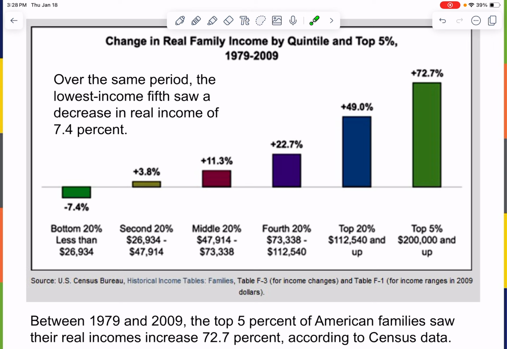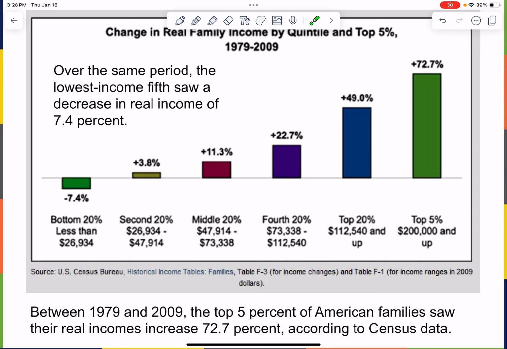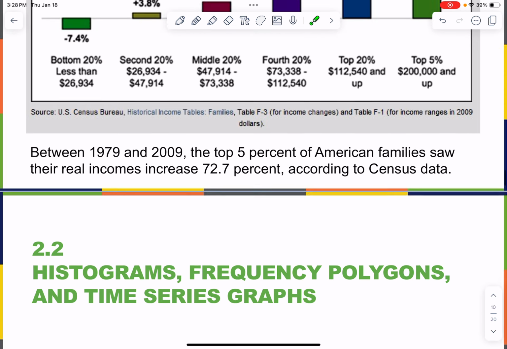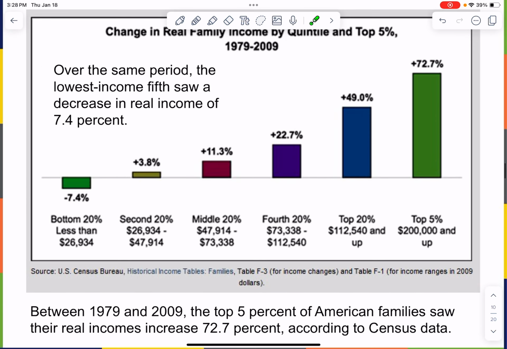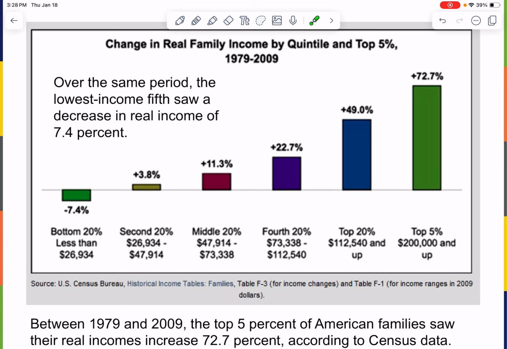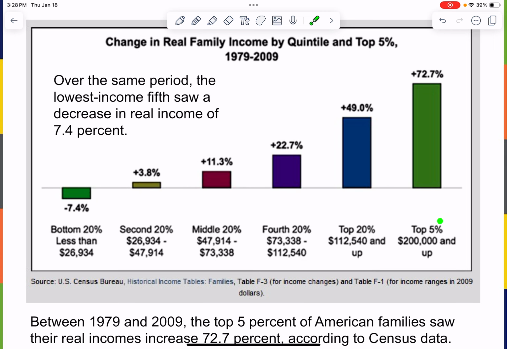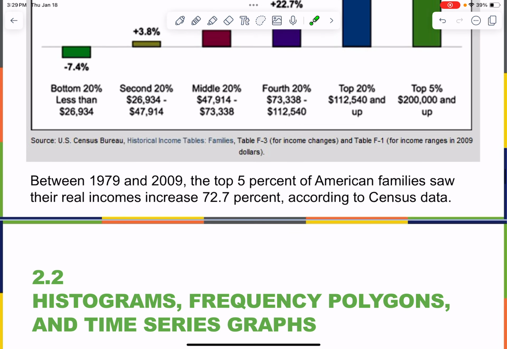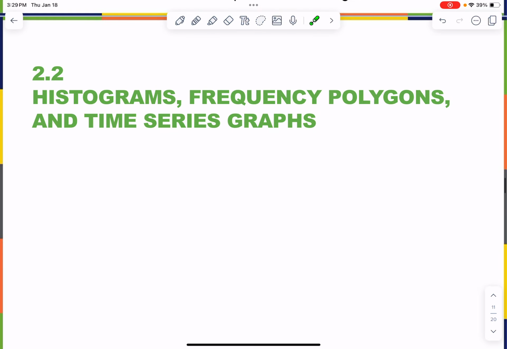And this shows a very similar plot. So it is just an example here. Let's see, anything more I want to say about this? Over the same period, the lowest income fifth saw a decrease in the real income. Right, whereas the rich got richer and the poor got poorer. So that's what happened there. Okay, that's it for 2.1.